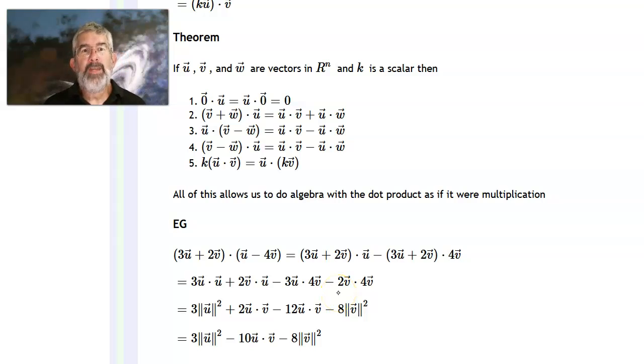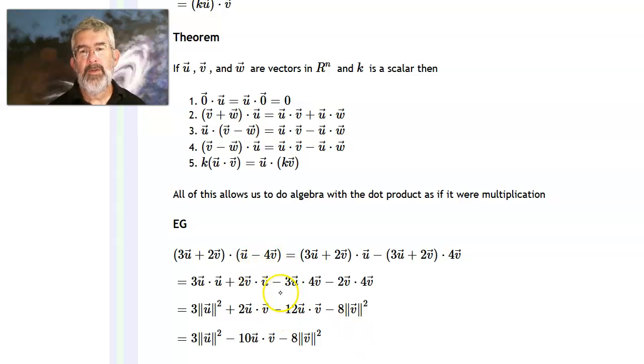The algebra is the same because the properties of this dot product are essentially the same as the properties of multiplication. It works with vector addition the way that real number multiplication works with real number addition. So the way that you do the algebra is just the same as what you would have done with numbers.